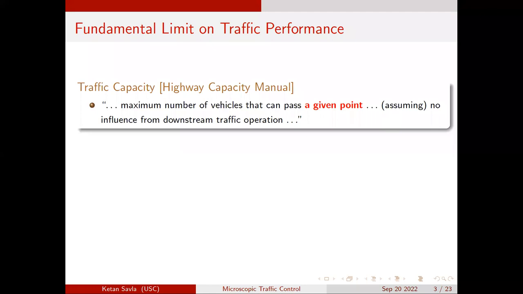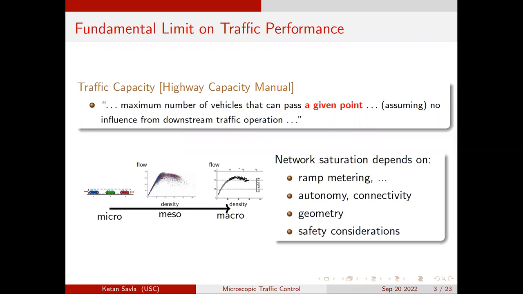So the simplest concept that can be gleaned from the Highway Capacity Manual, something you would learn in any basic transportation class, is the notion of traffic capacity at a bottleneck or at any given point on a traffic segment, which is the maximum number of vehicles that can pass a given point, assuming no influence from downstream traffic operation. So it's a very localized notion. An implication of this is that if the demand coming from upstream is greater than the traffic capacity, then you're bound to have a queue.